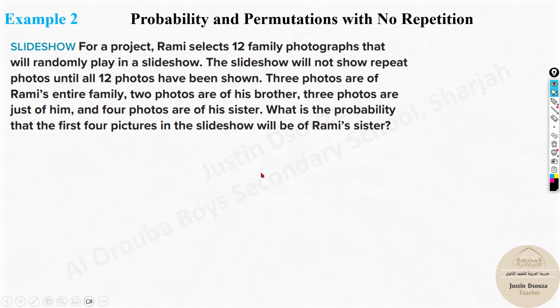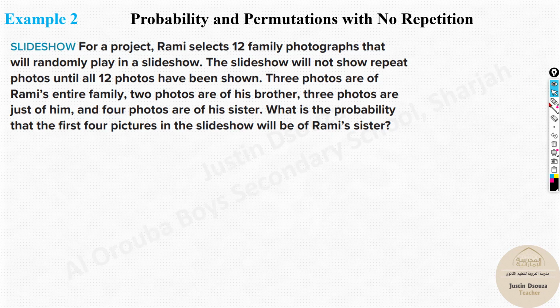Now let's look into another problem. For a project, Rami selects 12 family photographs which will randomly play in a slideshow. The slideshow will not show repeat photos until all 12 photos have been shown. That means order is important, after one, the other one, and so on. Three photos are of Rami's entire family, two are of his brother, three are of just him, and four photos are of his sister. What is the probability that the first four pictures in the slideshow will be Rami's sister?